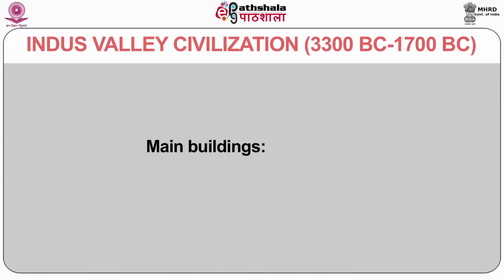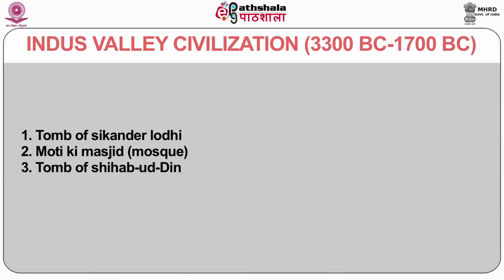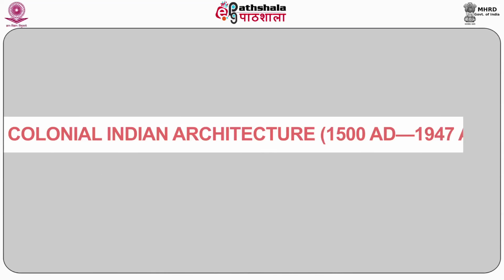The main buildings built by this dynasty include the tomb of Sikandar Lodi, Moti Ki Masjid, that is a mosque, and the tomb of Shihab Uddin. Let us now discuss colonial Indian architecture, 1500 AD to 1947 AD.